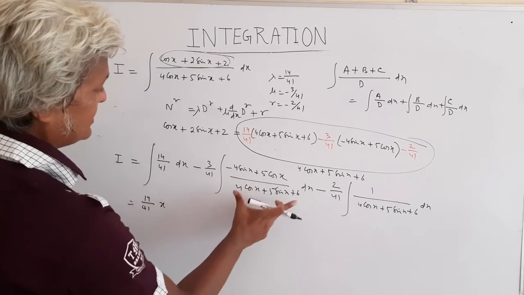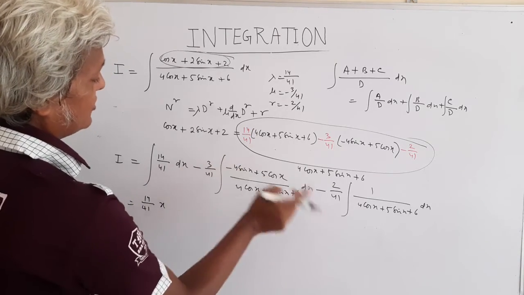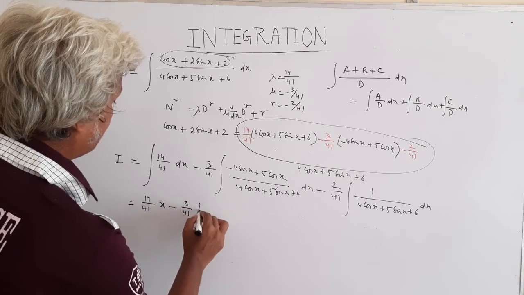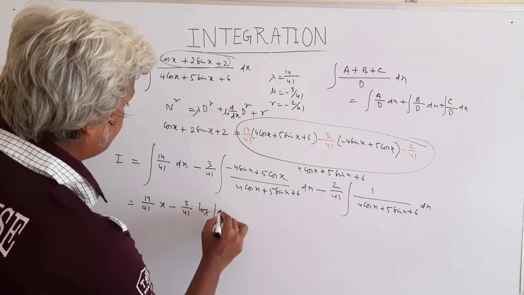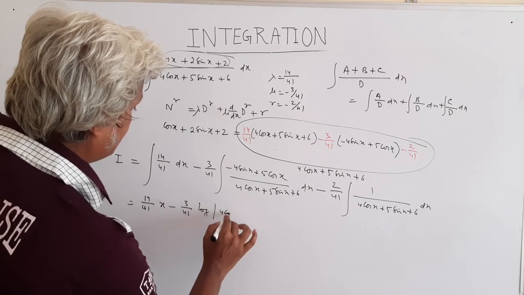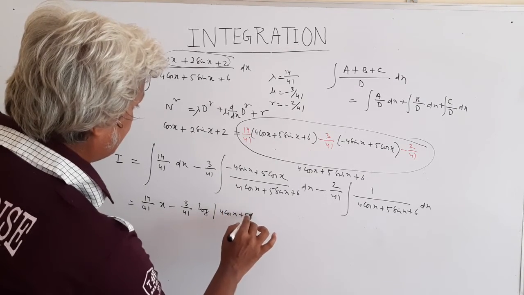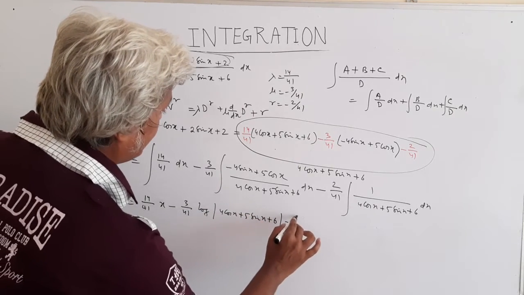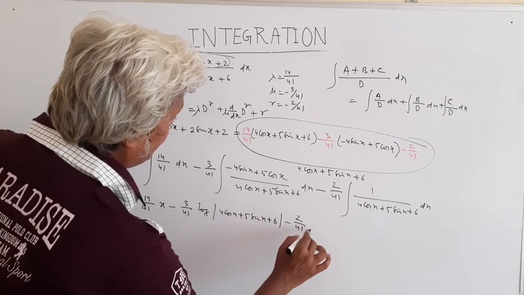And if this is t, then this is the differentiation of that very same thing. So this will take the form of log mod 4 cos x plus 5 sin x plus 6, minus 2 over 41.